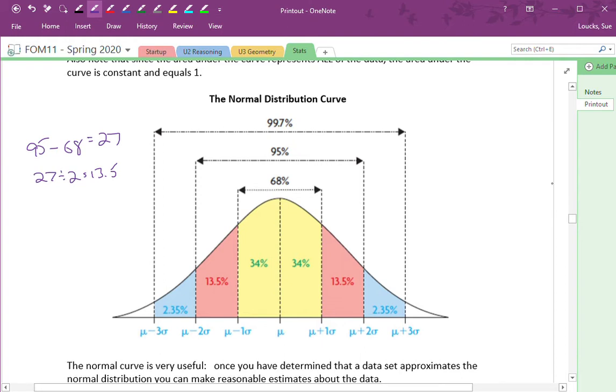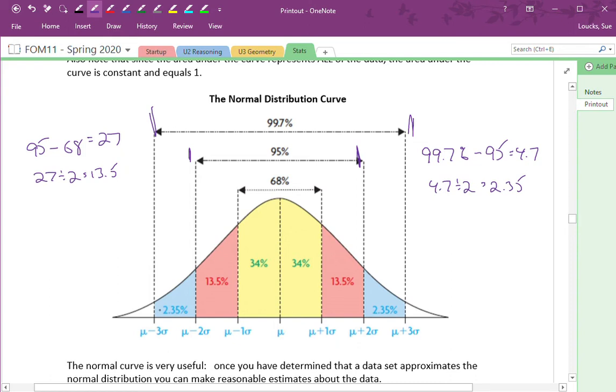And then the 2.35% is, we know that there's 99.7% between this line and this line. If we subtract the 95% that's between this line and this line, that equals 4.7%. And 4.7 divided by 2 is 2.35. So there's 2.35 on the top and 2.35 on the bottom, because of course the curve is symmetrical.